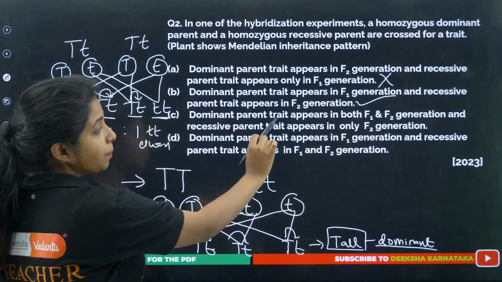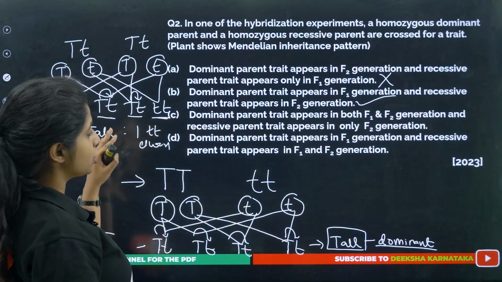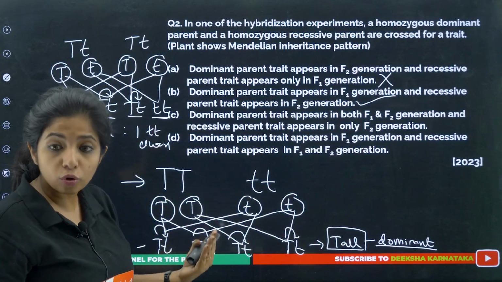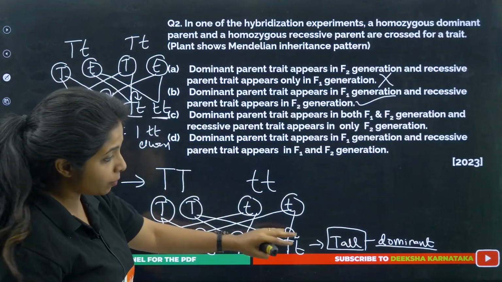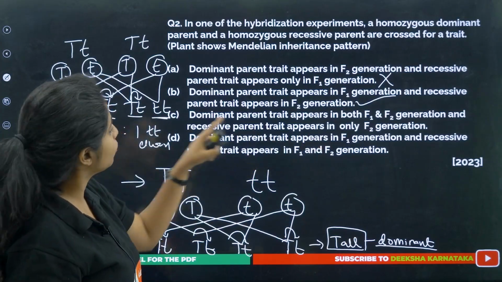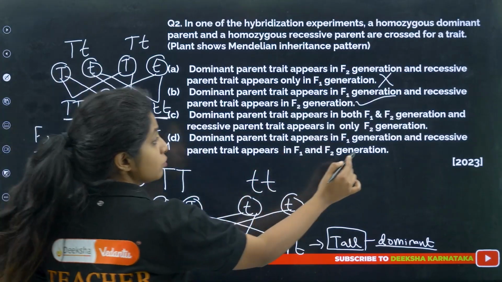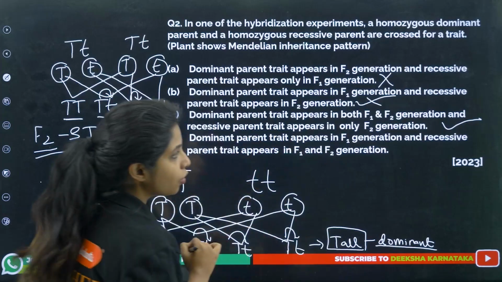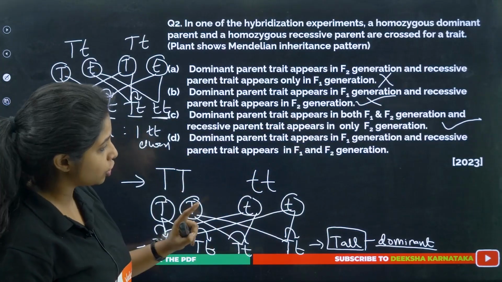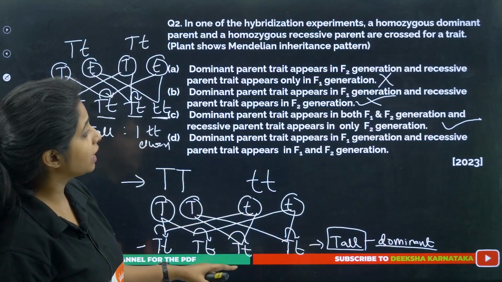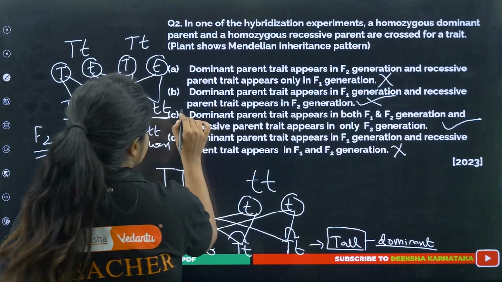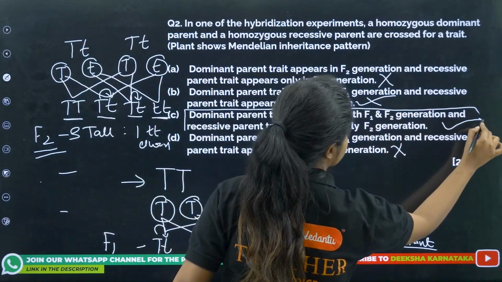Let's go ahead. Dominant parent trait appears in both F1 and F2 generation and recessive parent trait appears only in F2 generation. This becomes more correct. The dominant parent trait is appearing here and here, and the recessive parent trait is appearing only in F2 generation. So this becomes more correct, and I'll say the previous one is wrong now, because you have a more correct statement. Now, dominant trait appears in F1 generation and recessive trait appears in F1 and F2 generation. That is wrong. So what do you have as the answer, children? C option is the answer for this question.